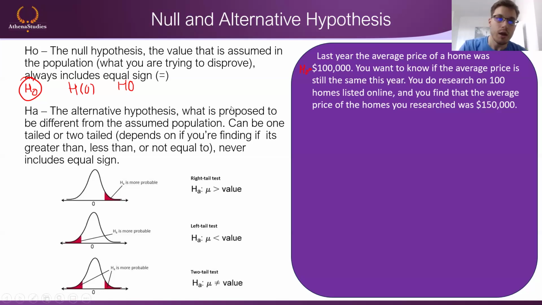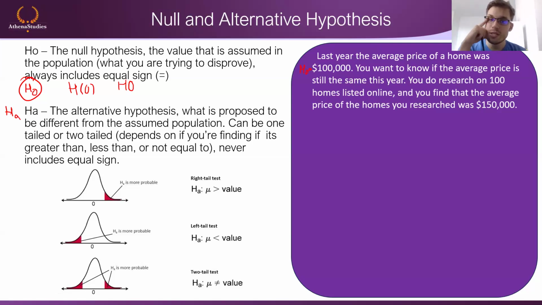Now, HA, on the other hand, again, written like this, HA, the alternative hypothesis, is proposed. It is something that you're proposing, or what you're testing, or what the assignment tells you that you need to test, which is what could be different about the assumed population, right? So it's basically the alternative state of facts that you're testing.